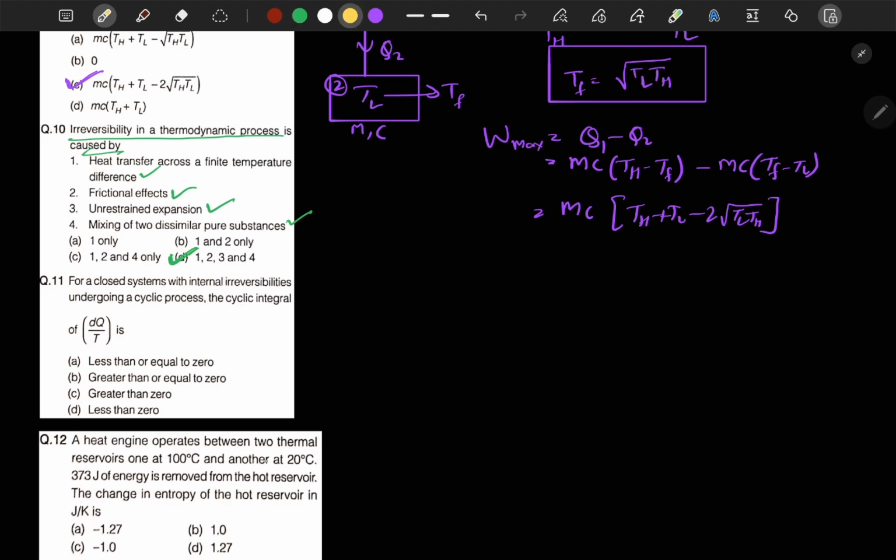Moving to the next question: a closed system with internal irreversibility undergoes a cyclic process, the cyclic integral of what? We know from the Clausius inequality that the integral of del q by T should be less than or equal to 0. But it is mentioned that there is irreversibility, so in case of irreversibility it is always less than 0. Option D is correct.